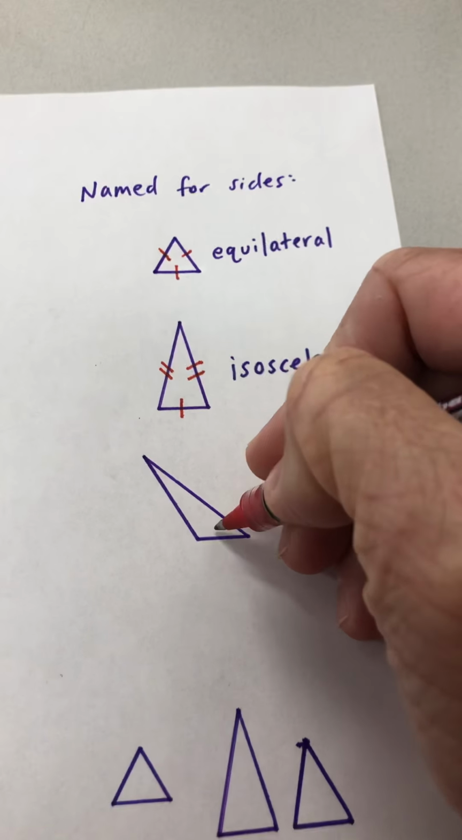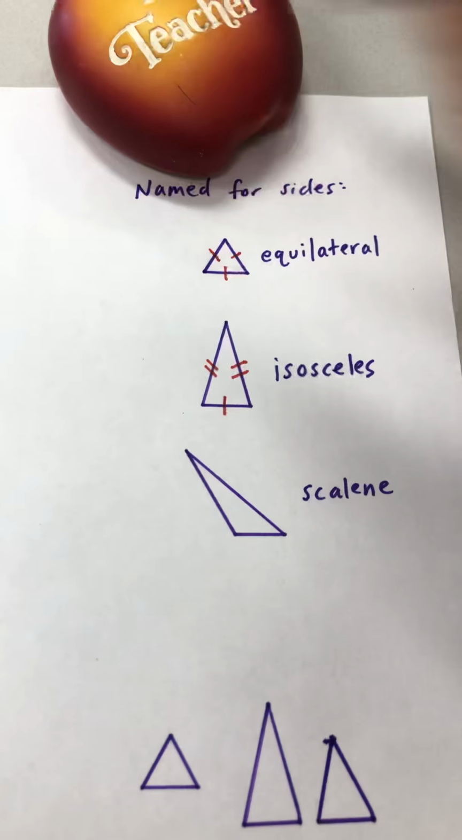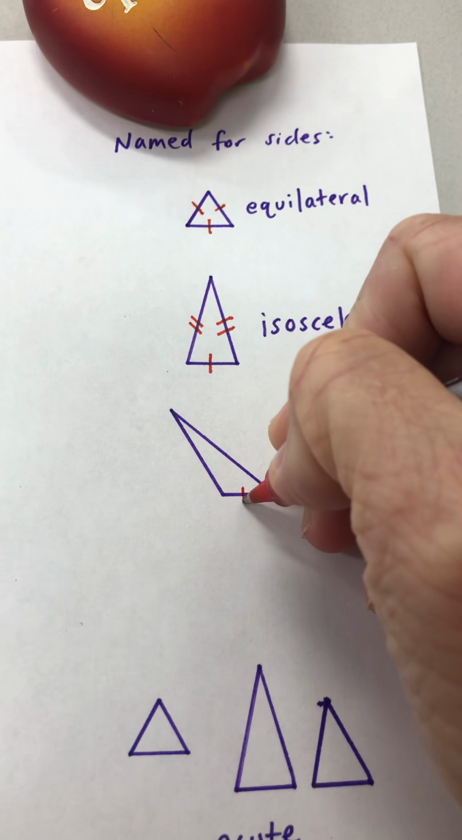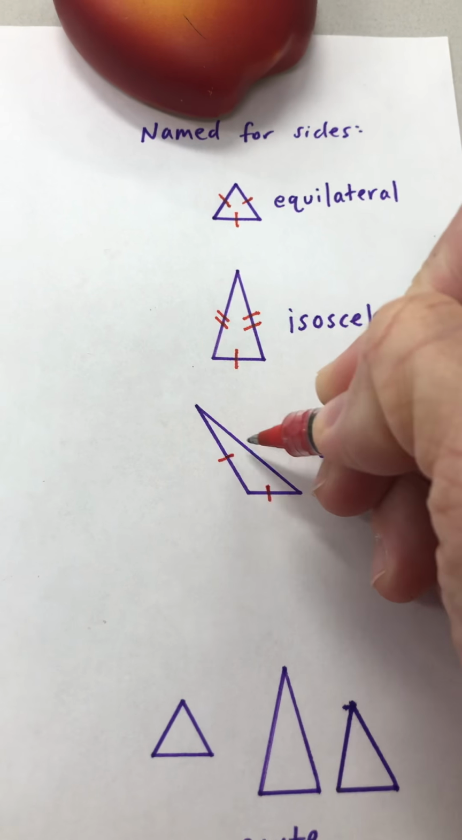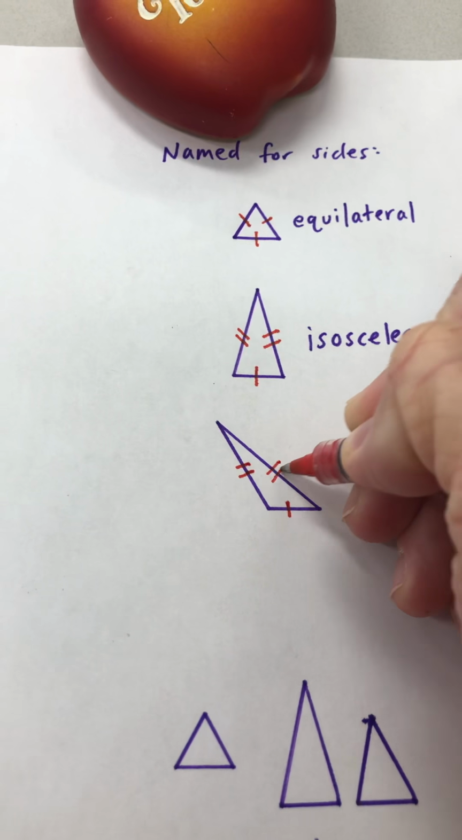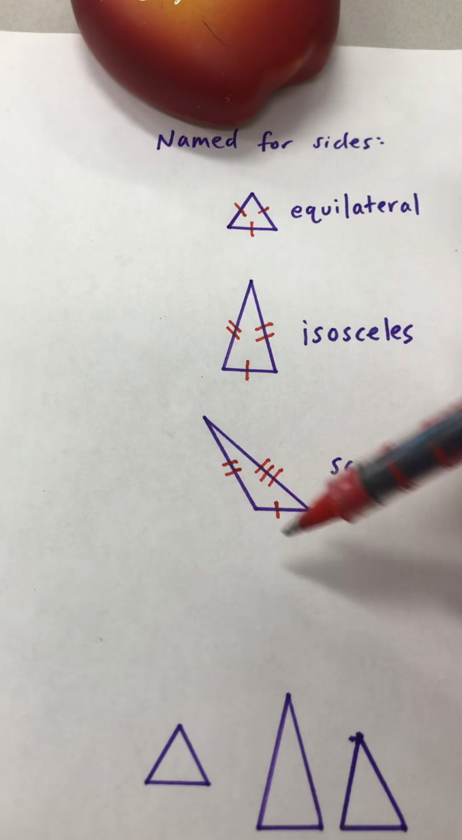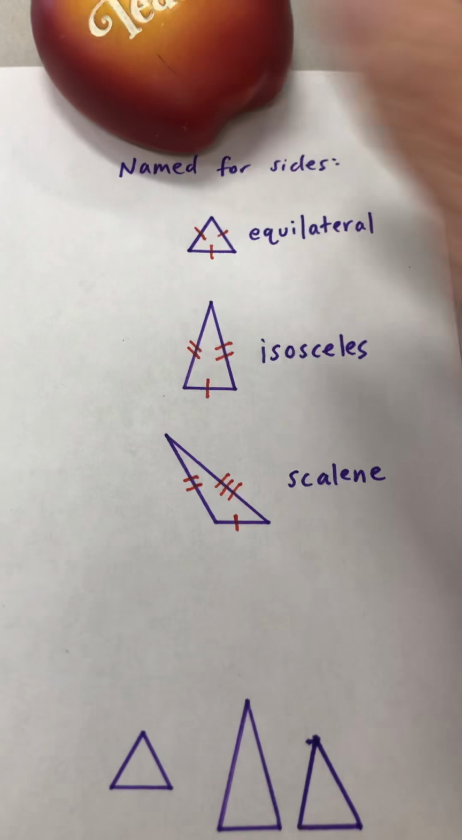And then a scalene triangle is going to have 3 sides of all different length. We have a short side, a medium length side, and a third side that's a longer side. So 3 different marks shows these are 3 different length sides.